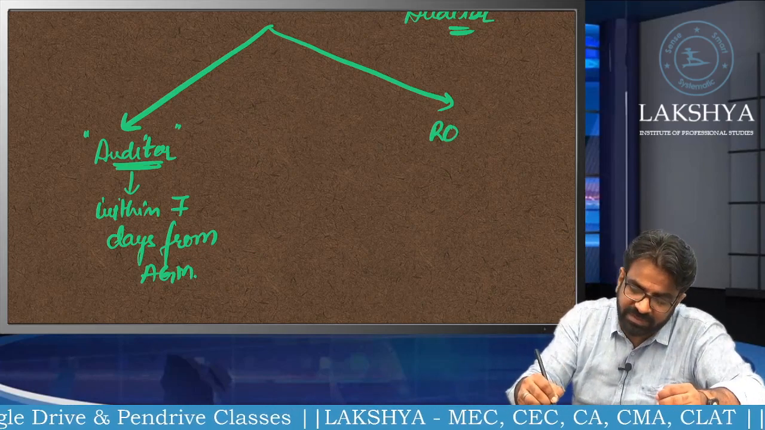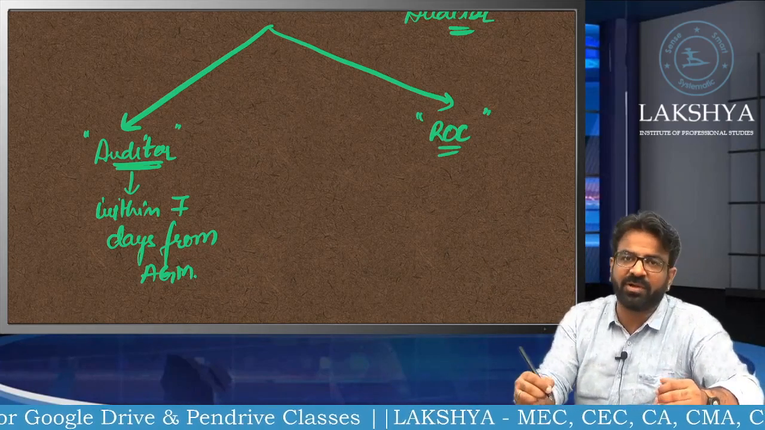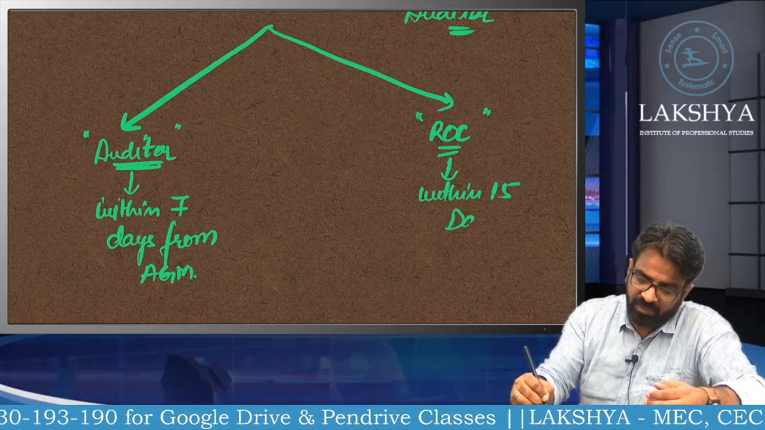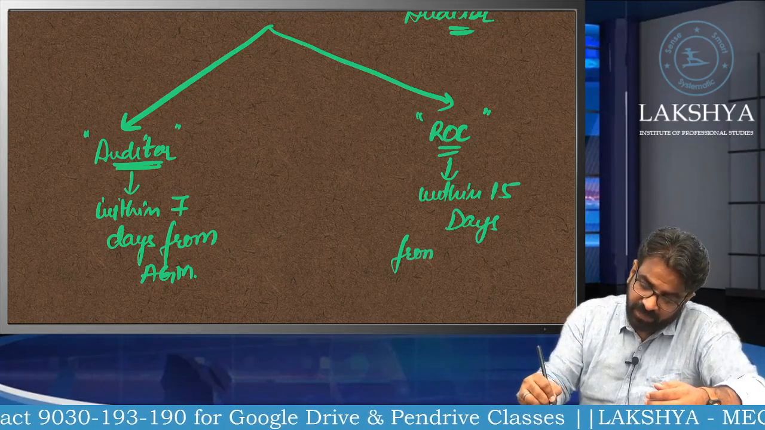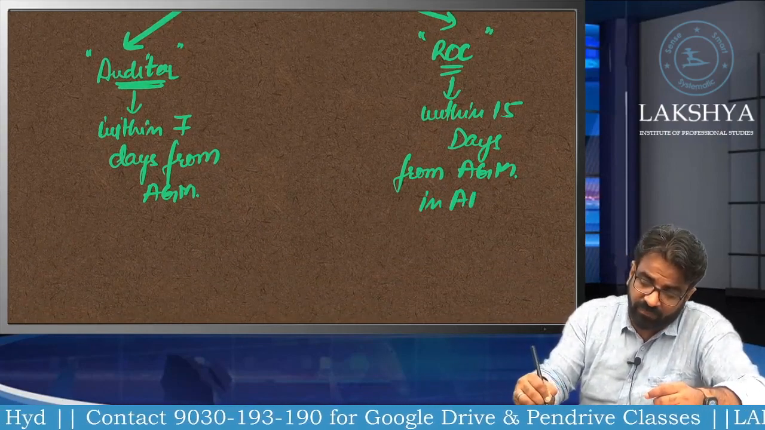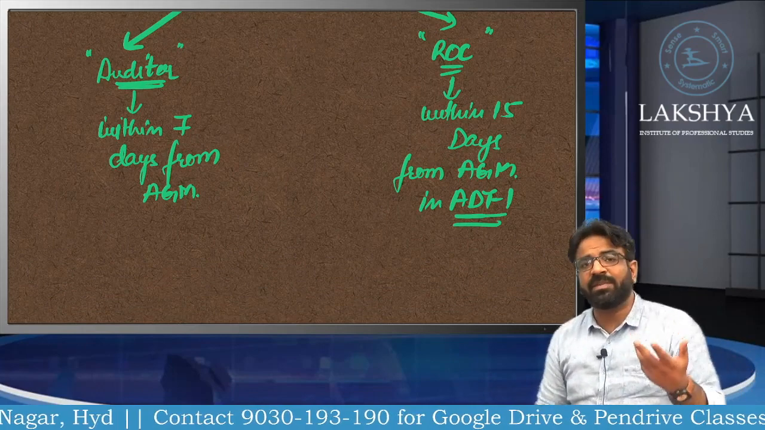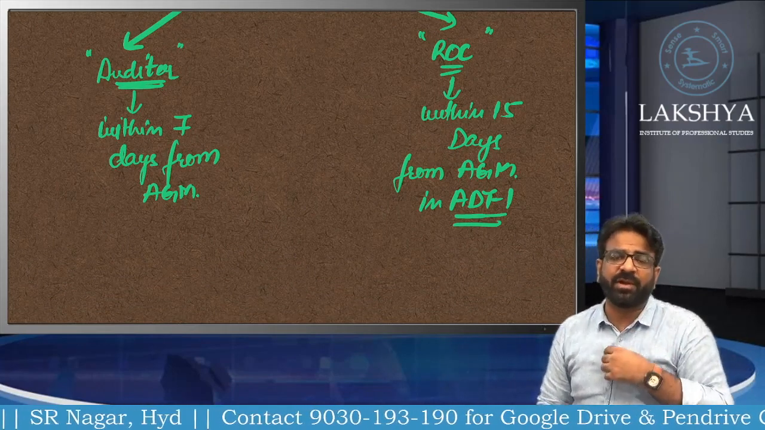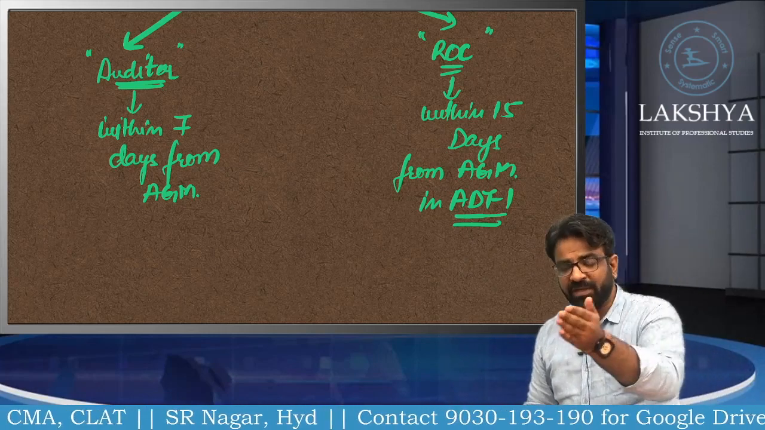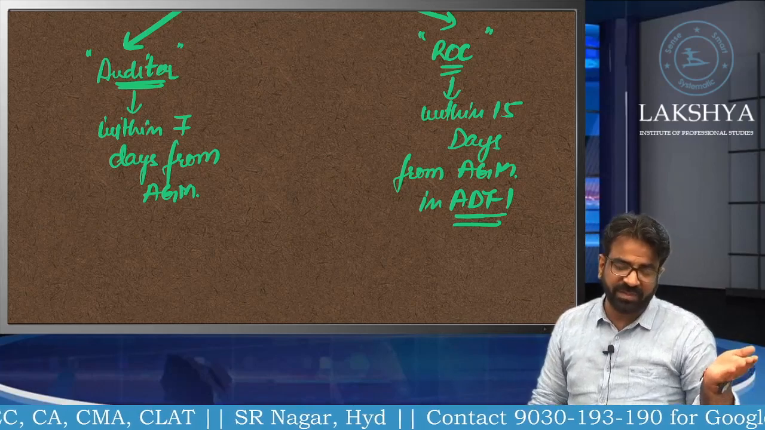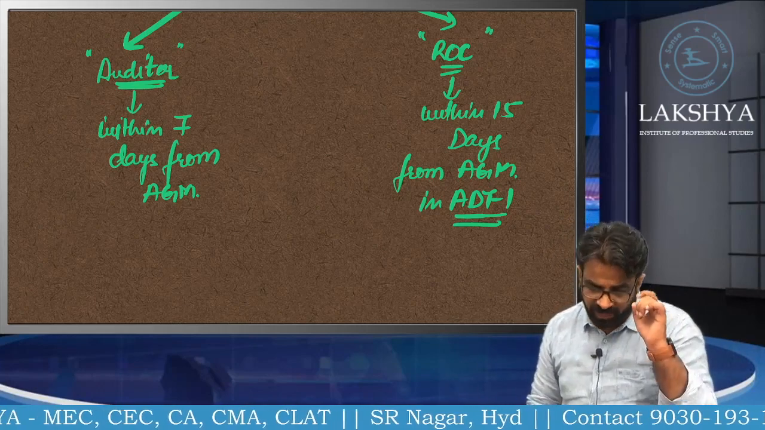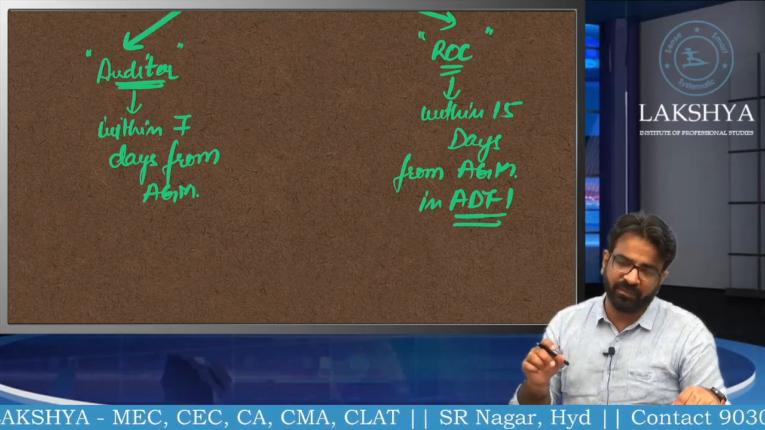Now we have to intimate the same thing, that we have appointed a statutory auditor, to the ROC within 15 days. Within how many days? 15 days from the AGM. But when we are intimating the ROC, remember one thing, we have to follow form number ADT1. We have to inform the ROC within 15 days from the AGM that we have appointed our statutory auditor. When it comes to the auditor, it is within 7 days from the date of AGM, but when we are intimating the auditor, there is no ADT1 form. When we are intimating the ROC, then it is ADT1.